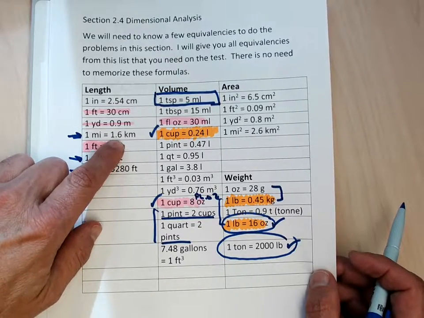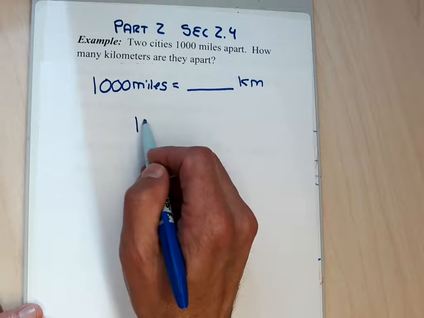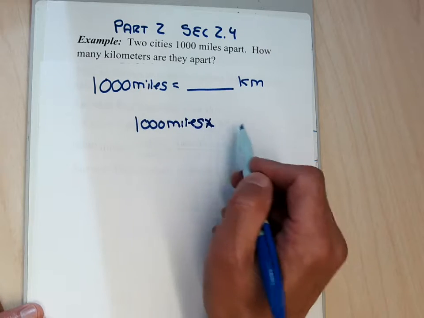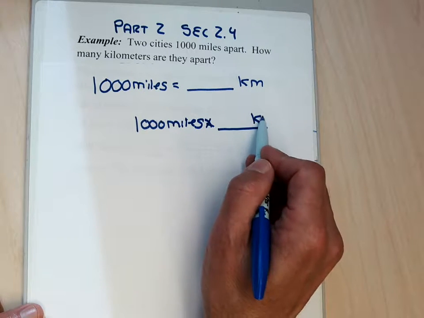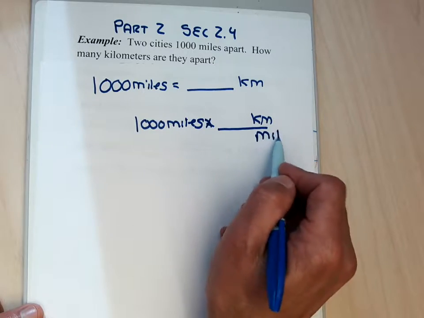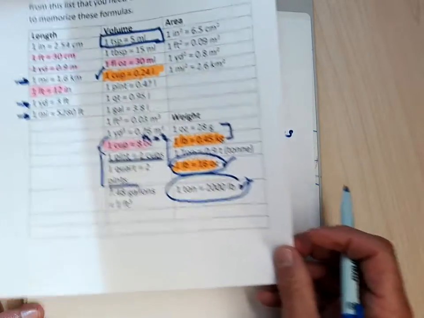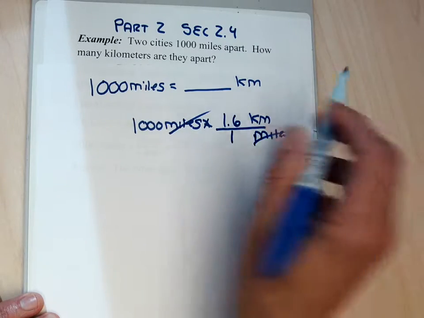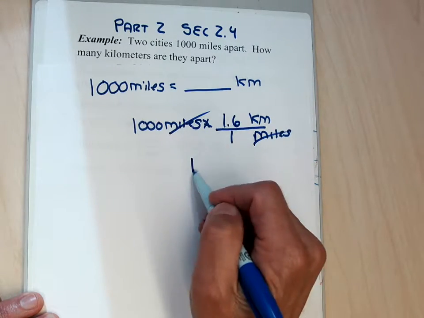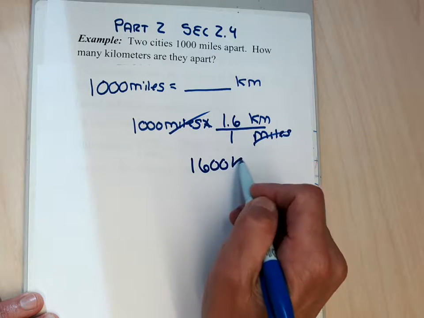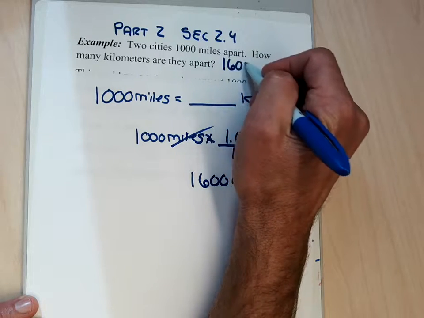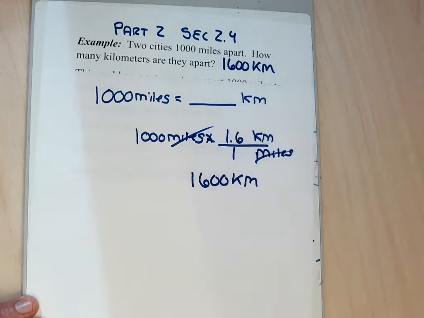So to get my answer, I'm going to multiply by a fraction. In the numerator, it's going to have what I want to end up with. I'm converting from miles to kilometers, so it's going to have kilometers in the numerator, and miles, which I want to get rid of, in the denominator. I'm going to use 1 mile and 1.6 kilometers. The units are going to cancel, and I'm just going to take 1,000 and multiply it by 1.6, and I think you're just going to get 1,600 kilometers. So the answer to this example, 2 cities are 1,000 miles apart, how many kilometers are they apart? I'll say it's 1,600 kilometers.